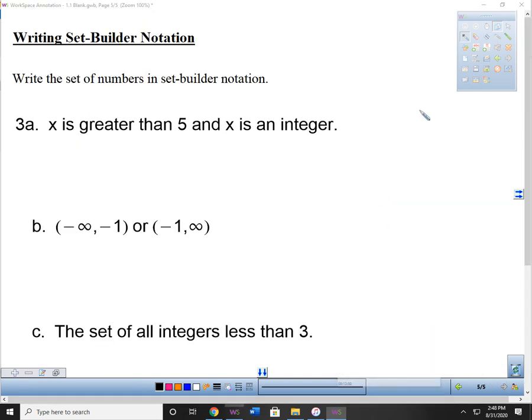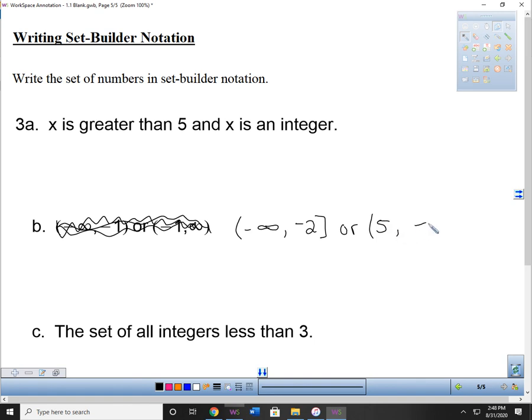All right, so now we're going to write set builder notation for what they're giving us. And we've already done this one. We just did it on that last problem. So I'm going to put a different one here. I'm going to go ahead and write this down. -infinity to -2, or 5, infinity.